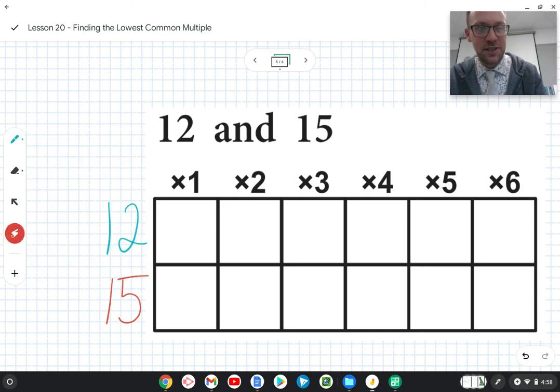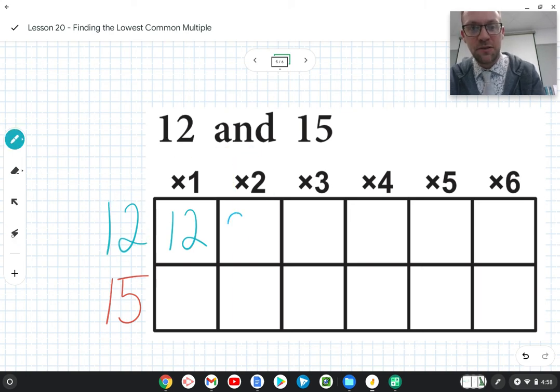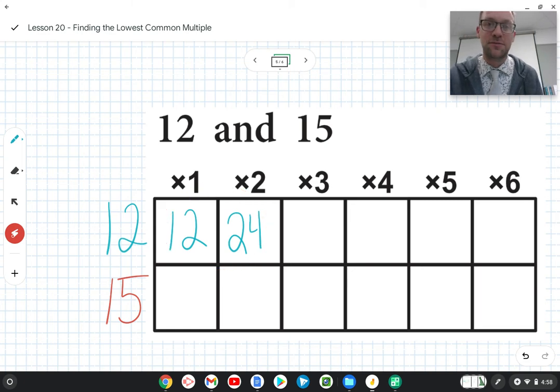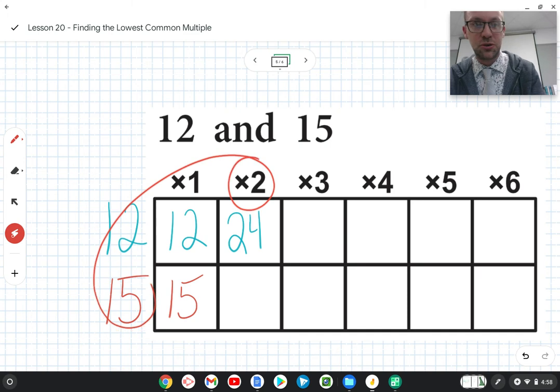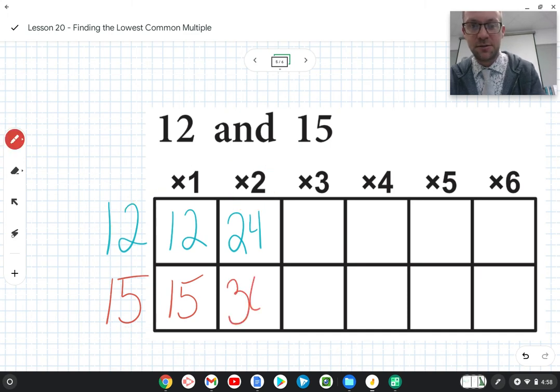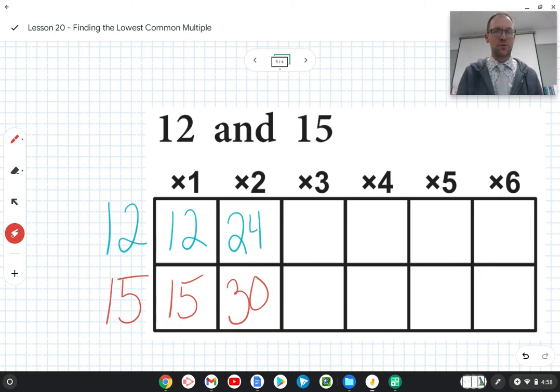Okay, did you say that 12 times 1 is 12 and that 12 times 2 is 24? Now we can say that 12 and 24 are multiples of 12, right? Okay, and did you say that 15 times 1 is 15 and that 15 times 2 is 30? We can say that 15 and 30 are multiples of 15. Do we see any common multiples yet? We don't. We need to keep finding multiples.